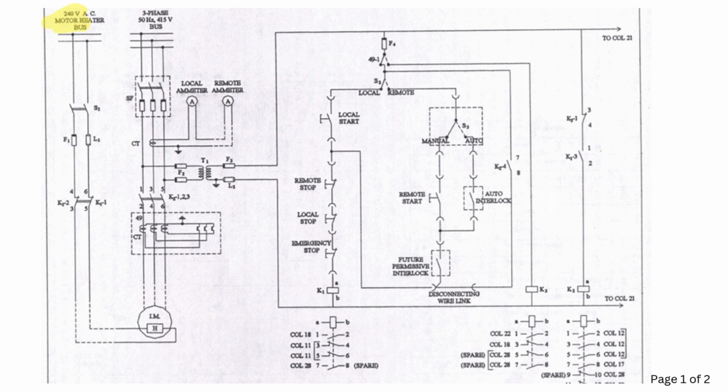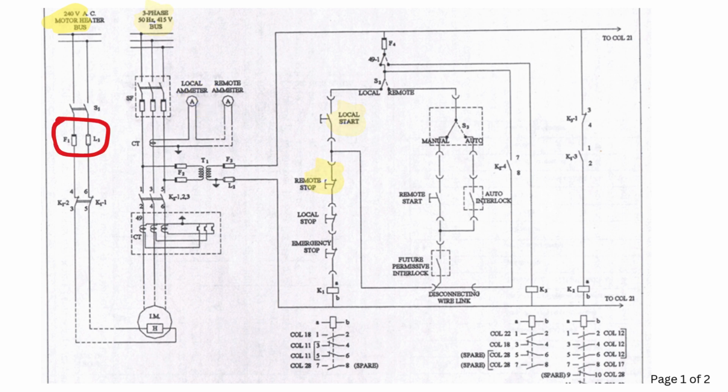You can see here two pages of diagram containing numbers, letters and symbols. For example, most of you will feel familiar with terms like 415 volt 3-phase bus, ammeter, start stop buttons, etc. However, you will also notice other numbers and abbreviations like F1, L2 and so on.